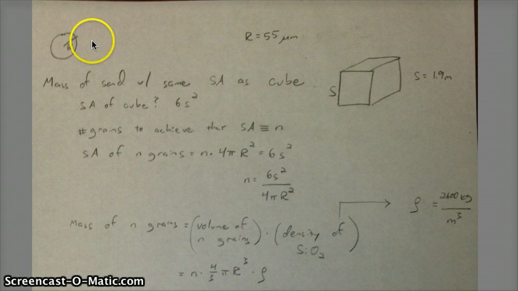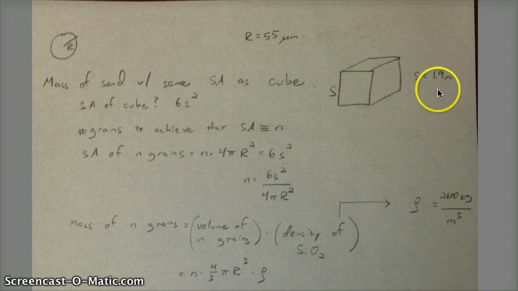It involves grains of sand of a given radius r. I'm going to solve in terms of the variable r, not in terms of the number. It asks what mass of sand will have the same surface area as a cube of a given side length. My particular version of the problem had a side length of 1.9 meters, but we'll solve it in general for any sand grain radius r and cube side s.